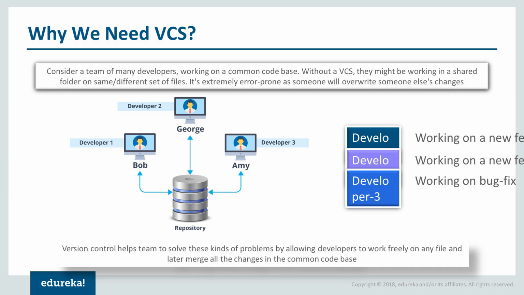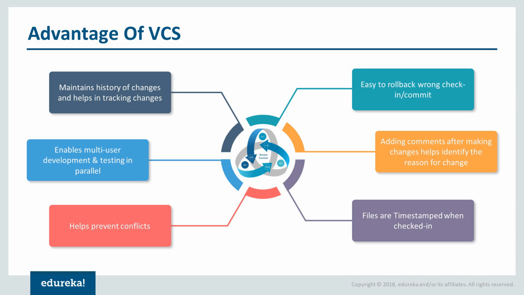So for example, in this scenario, we have a common repository of code and we have multiple developers contributing to it. Developer 1 is working on new feature 1, while developer 2 is working on new feature 2 in parallel, and developer 3 in parallel is working on some bug fix. So with VCS, this is possible. There are many advantages of VCS.